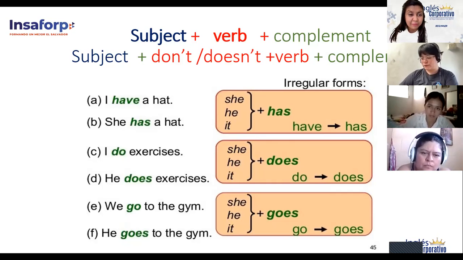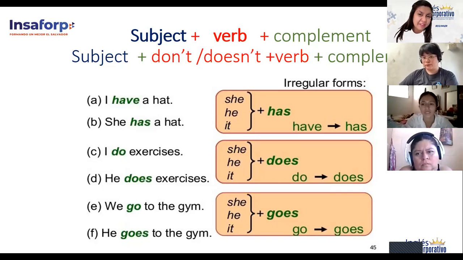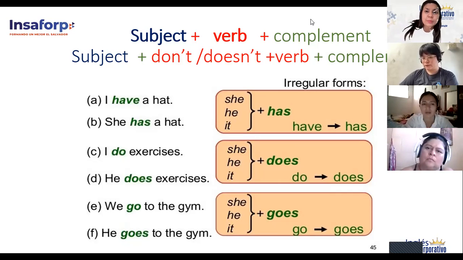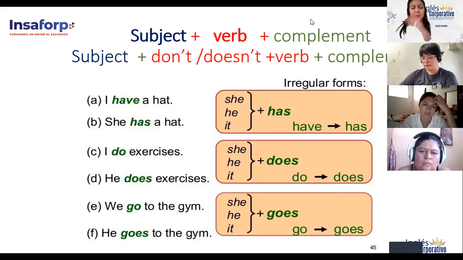And in the negative form, it's just the same. The only difference is that you need to add not. For example, I don't have a hat. Voy a escribir esto porque es importante. En negativo es el mismo formato, solo que I don't have a hat. El mismo formato.